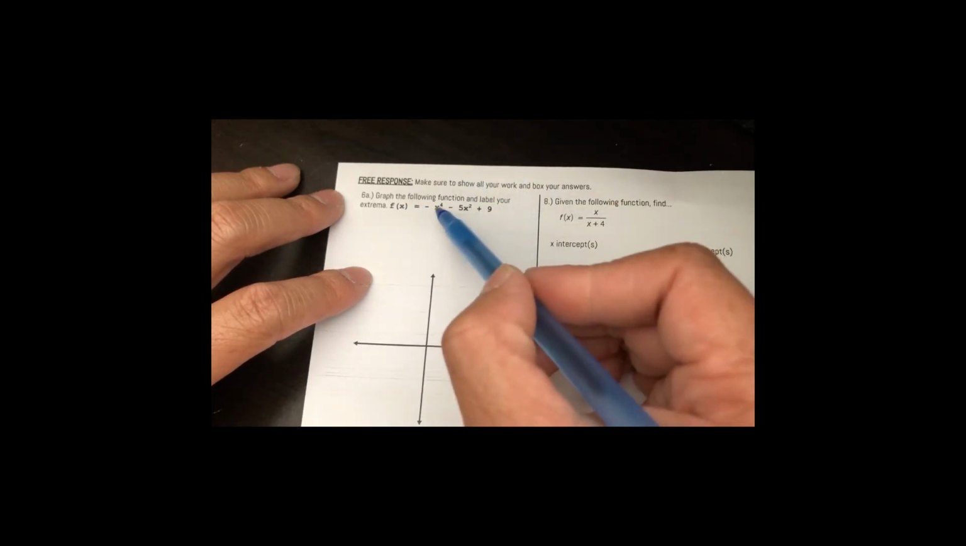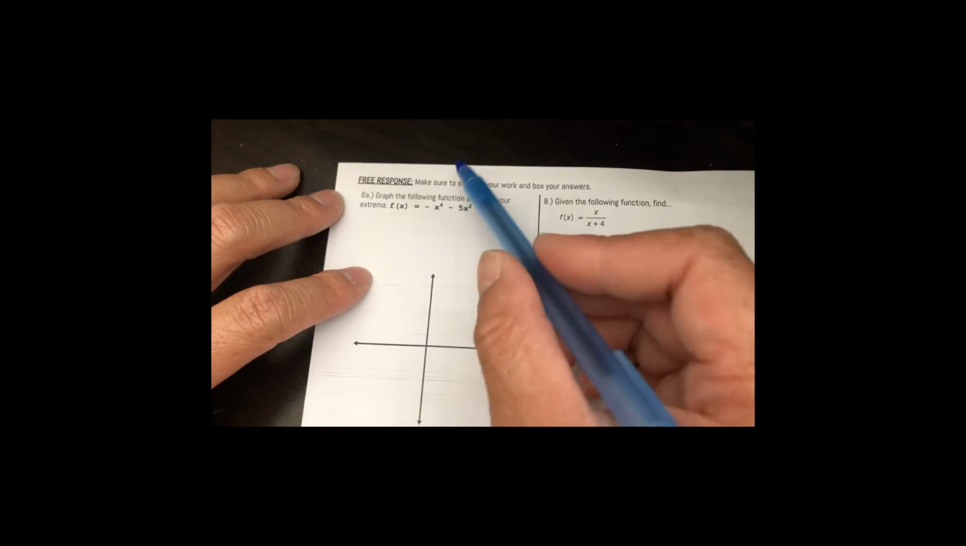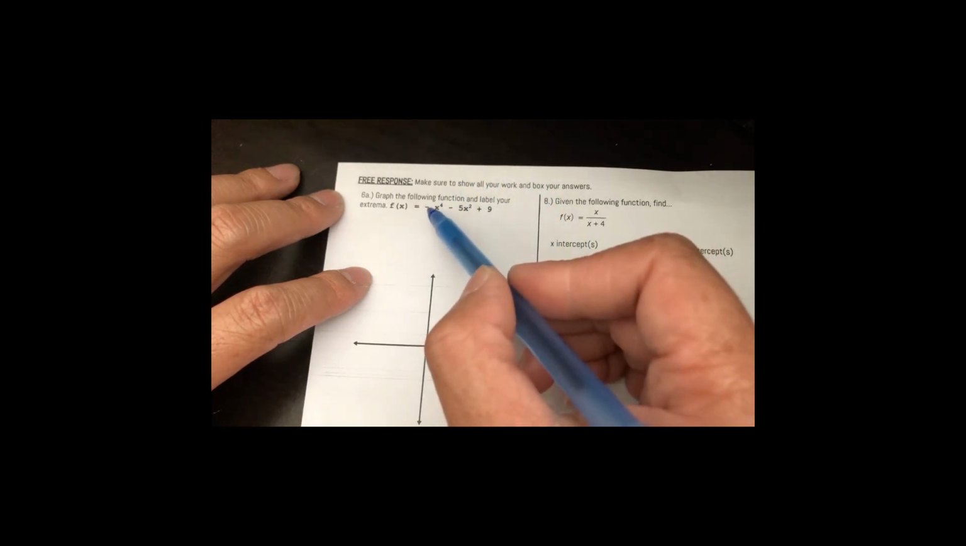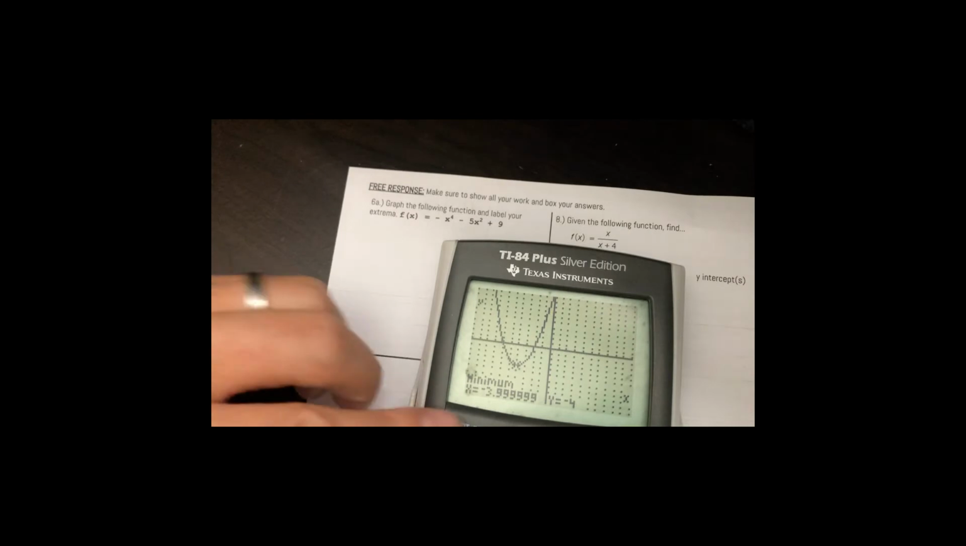Onto the back side, free response. Make sure to show all your work and box your answers. Graph the following function and label the extrema. So I know it's an even degree, kind of like a quadratic, so it's going to start up and end up, but it's going to be pointing down because of that a value. Y-intercept of 9. Let's graph that.